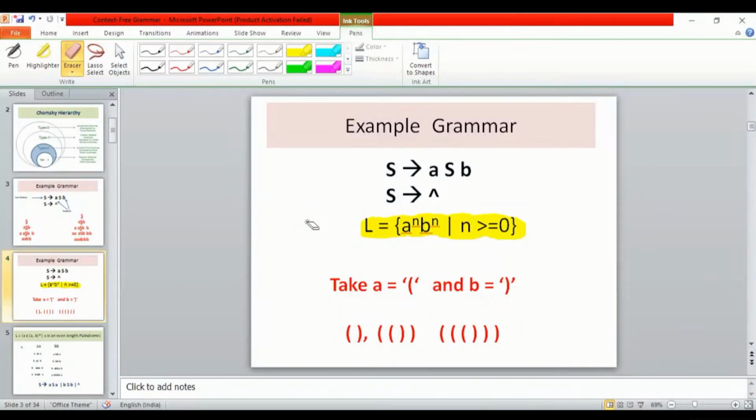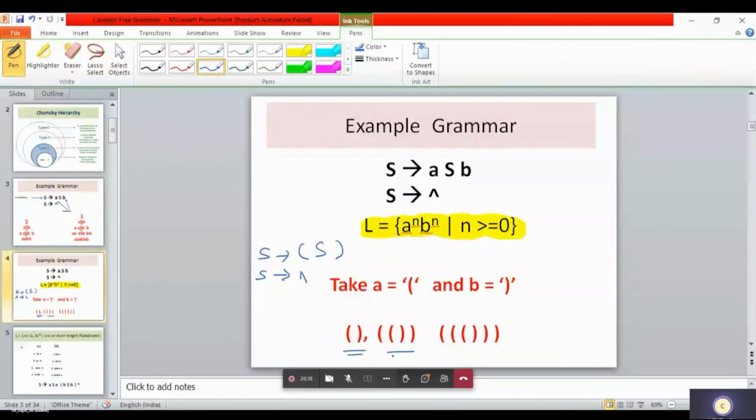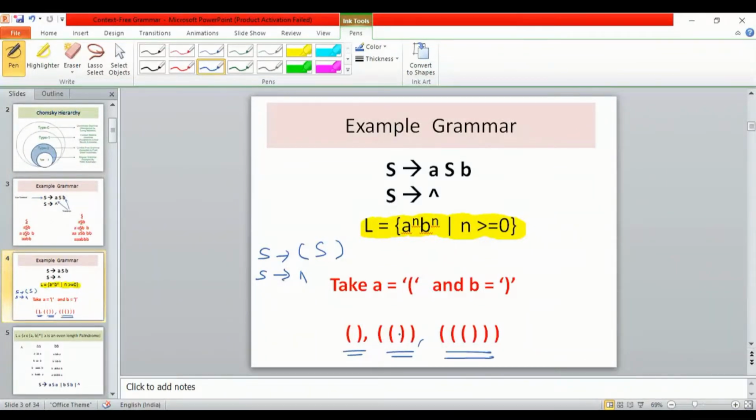Instead of terminals a and b, if you take a as an opening parenthesis and b as a closing parenthesis, and you write a grammar like this, S gives opening parenthesis S closing parenthesis, and S gives null, then you are able to derive this kind of string, opening and closing parentheses. Then we have a nested pair of parentheses. So you can derive all this if I take the terminal symbols as opening and closing parentheses.